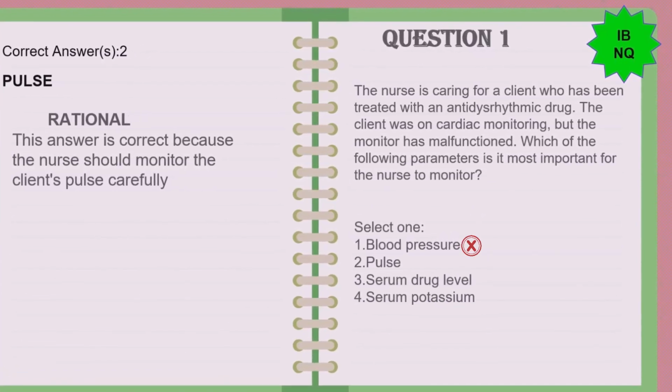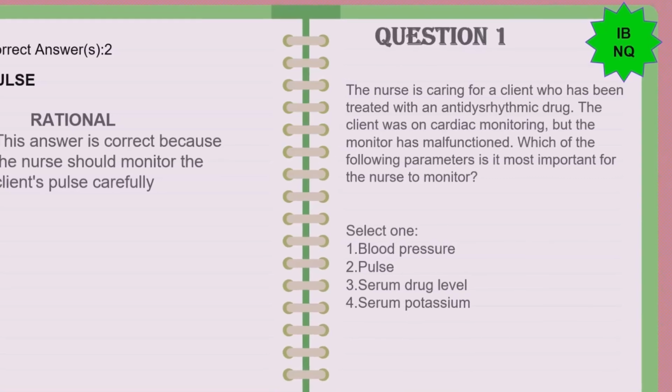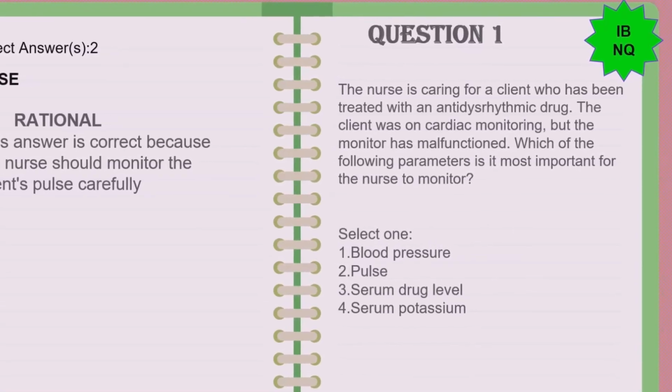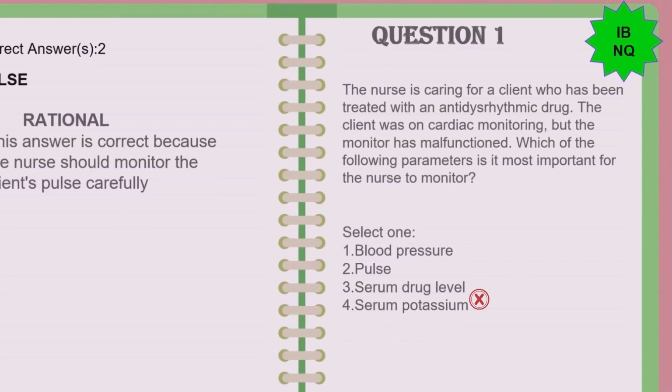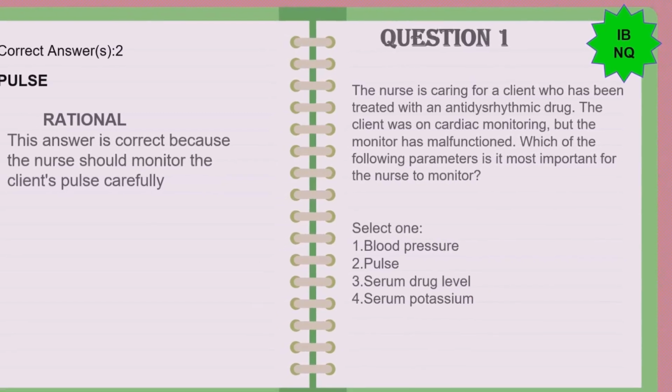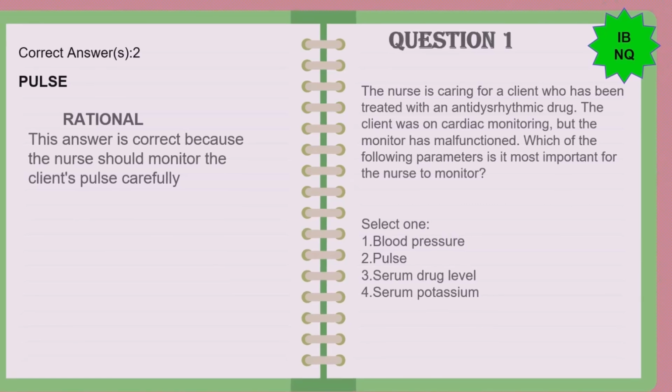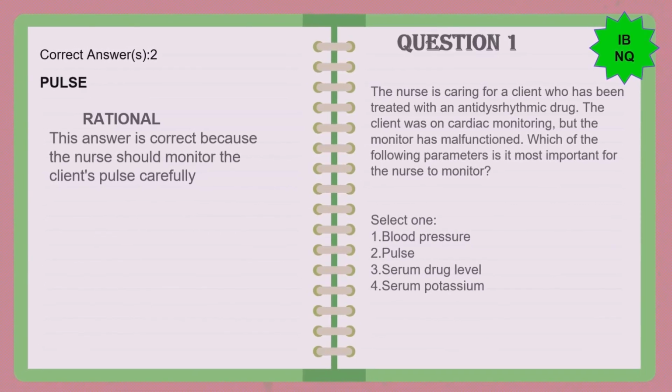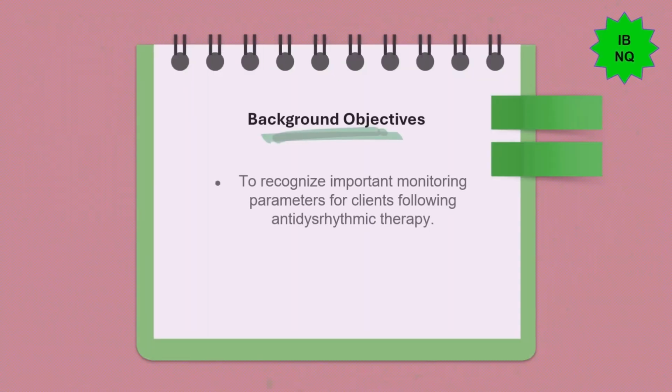Blood pressure. While monitoring blood pressure is important, it doesn't provide as much real-time information about cardiac rhythm as the pulse does. Serum drug level. Monitoring the serum drug level is relevant but doesn't provide immediate feedback on cardiac rhythm. Serum potassium. Though important for overall cardiac health, serum potassium levels don't give immediate information about cardiac rhythm like pulse monitoring.